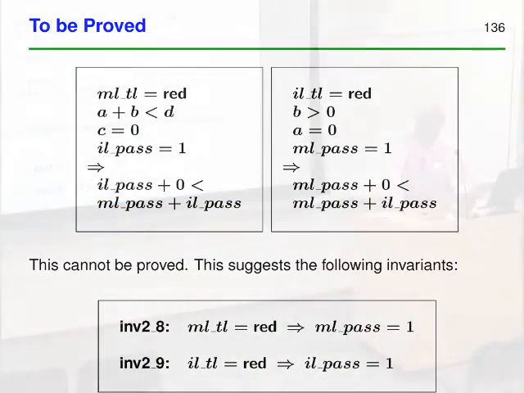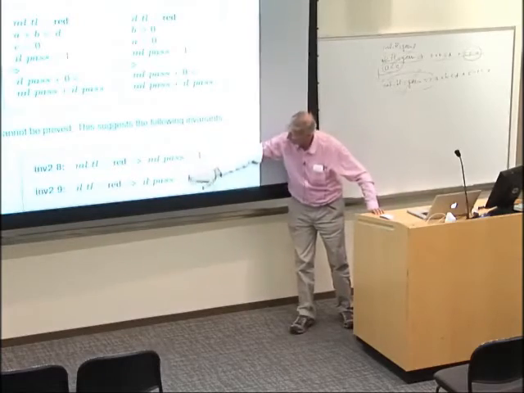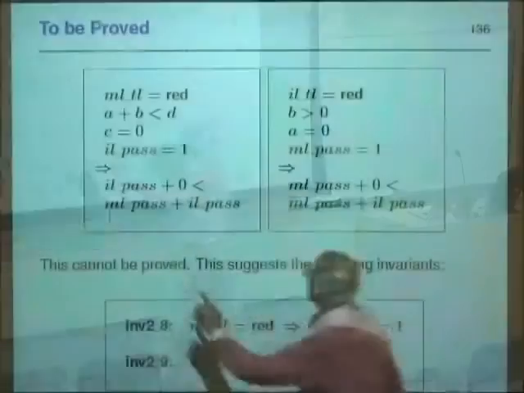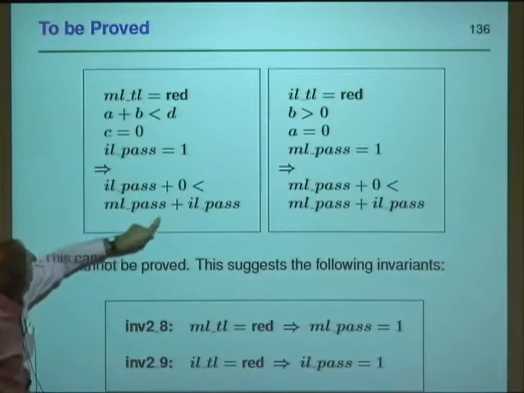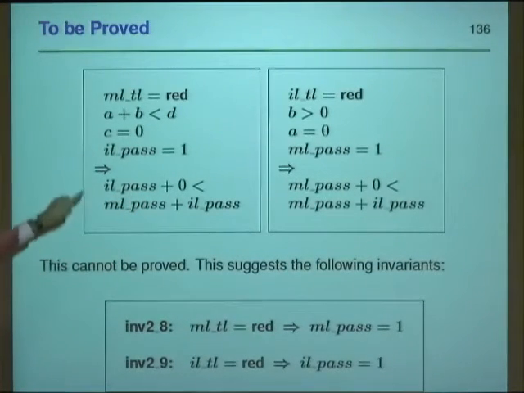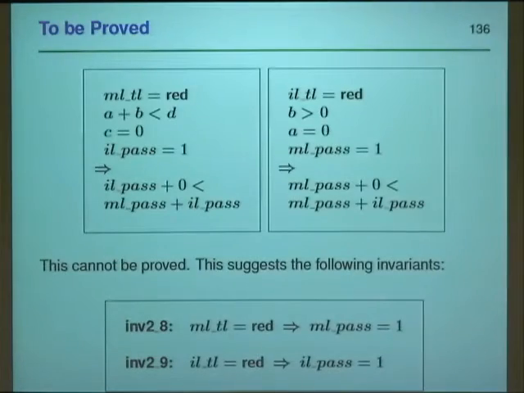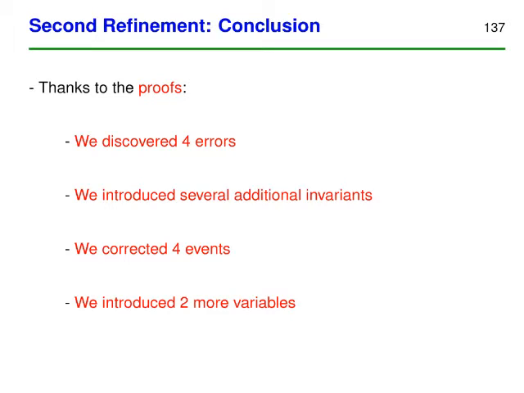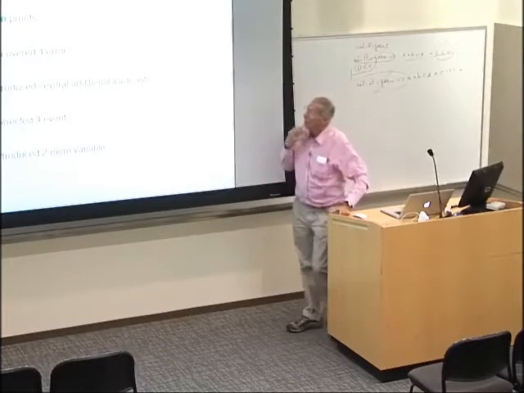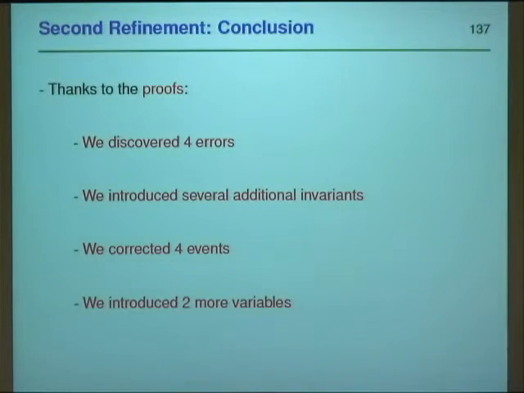So here I have to prove a little more. I have to prove the decreasing of the variant, and therefore for doing this I have to introduce this, because here you can see IL pass 1, so IL pass plus 0, ML pass plus 1 here. So here I have to say that when MLTL is red, then ML pass is equal to 1, so I have indeed a decreasing. So again, this invariant is discovered during the proof. So the conclusion of the second refinement is that we discover 4 errors. We introduced several additional invariants. We corrected 4 events, and we introduced 2 more variables. Okay. So this is the result of this second refinement.